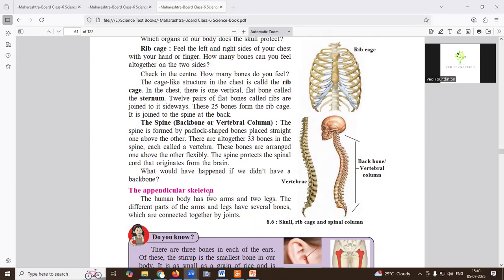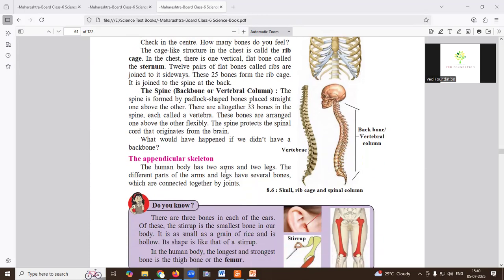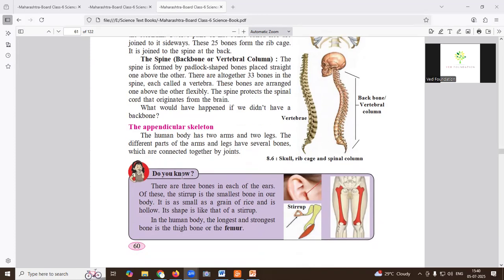Next, appendicular skeleton. The human body has two arms and two legs. They are also called limbs. Arms are called forelimbs and legs are called hind limbs. So the human body has two pairs of limbs. The different parts of the arms and legs have several bones which are connected together by joints.